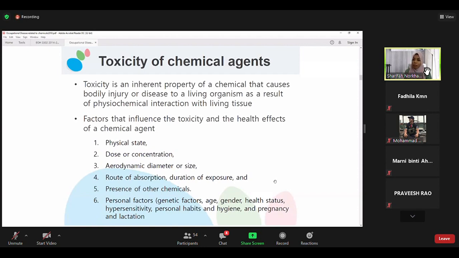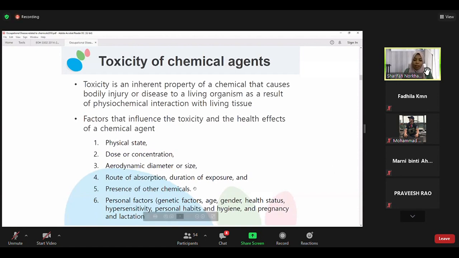Some of the process may take like maybe 5 hours. Some of the process may take like maybe 1 hour or so. So it depends on the durations of the exposure. And then the presence of other chemicals also will influence the exposure. Maksudnya when you have 2 or 3 chemicals works together, so the reactions will happen. Once the chemical reactions happen, then it will create more hazard ataupun more hazardous to the workers.